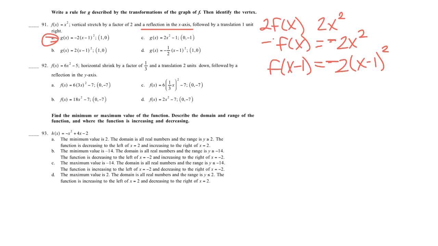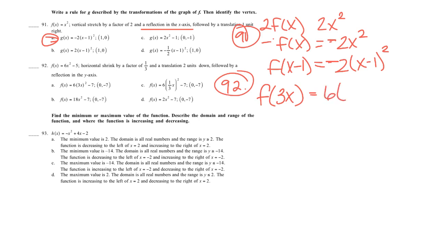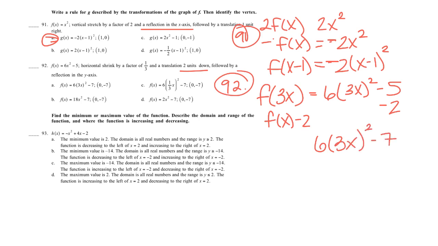Number 92, horizontal shrink by a factor of 1/3, so that's f of 3x. Remember that the horizontal flips. So it's 1/3, or it's 3x when I want to shrink by 1/3. So this is 6 times 3x squared minus 5. And a translation 2 units down, so that's f of x minus 2. So subtract the 2 there. 6 times 3x squared minus 7. And that is A.